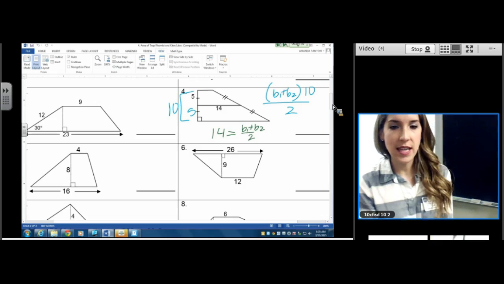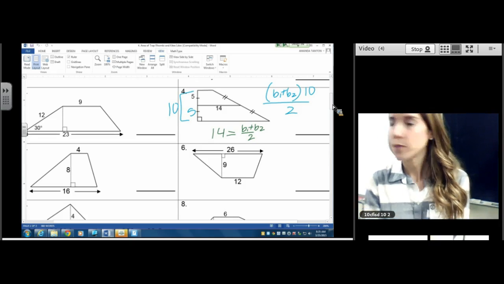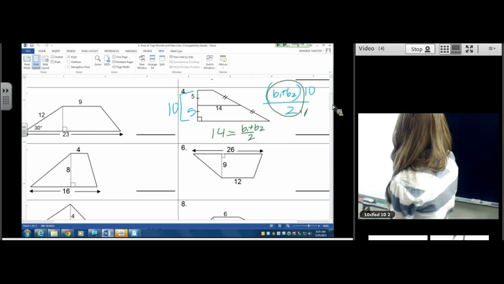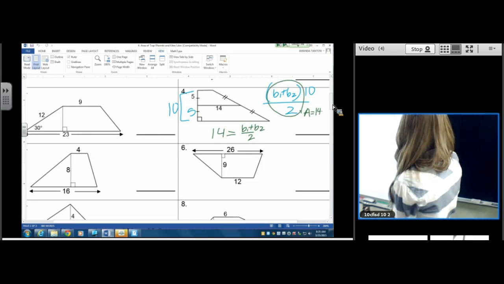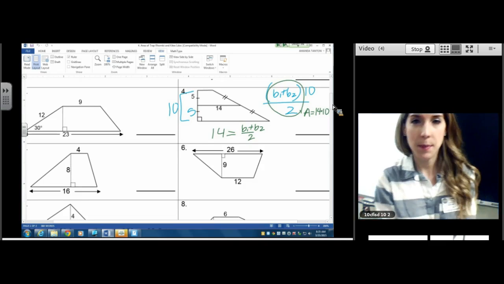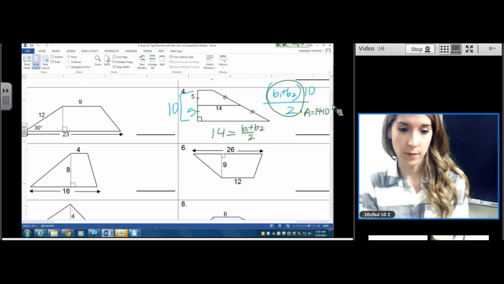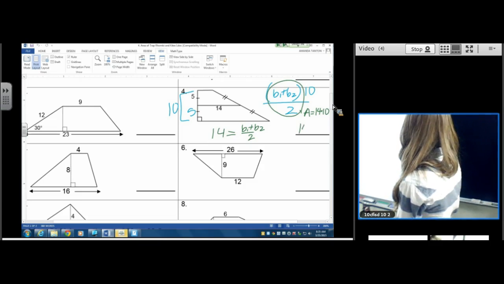So since 14 is the average of the bases, you can simply plug it in for this part of your formula. So the area is just literally 14 times 10, because base 1 plus base 2 divided by 2 is 14. So you're substituting, okay? So that's how we get 140 on that one.